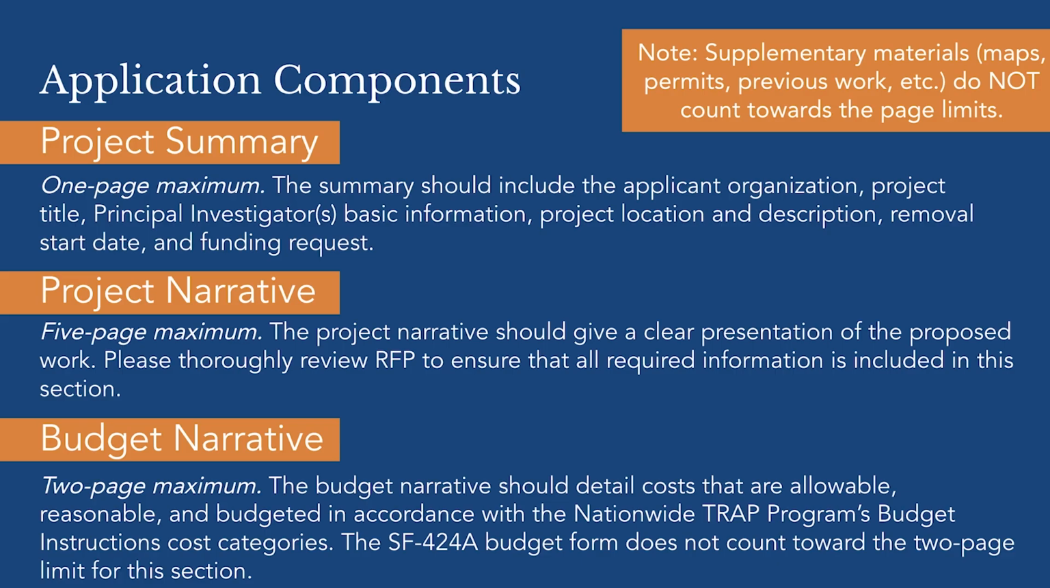The 2-page maximum budget narrative should detail costs that are allowable, reasonable, and budgeted in accordance with the Nationwide TRAP program's budget instruction cost categories. Each applicant must provide all details for the budget information listed in the SF-424A form. This form does not count towards the 2-page maximum length for the budget narrative.